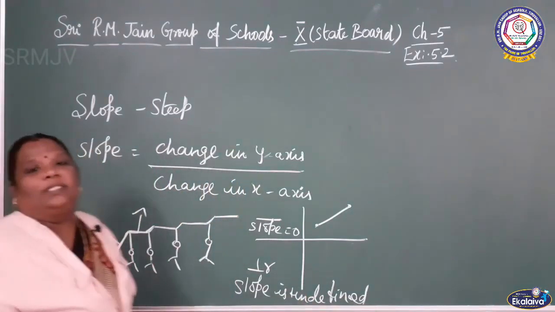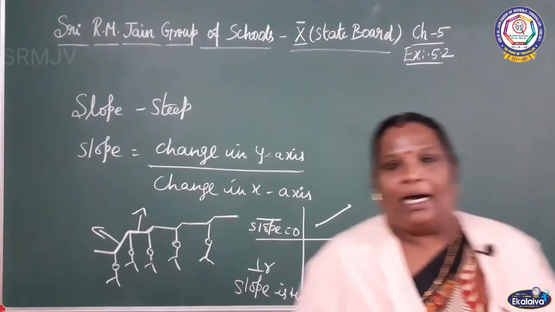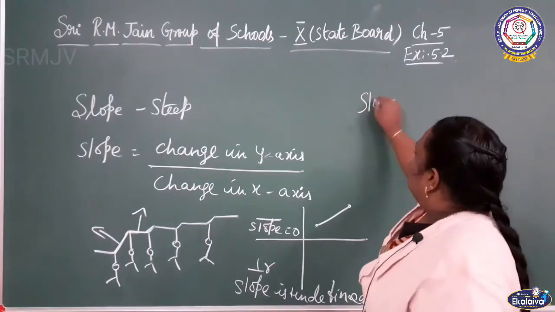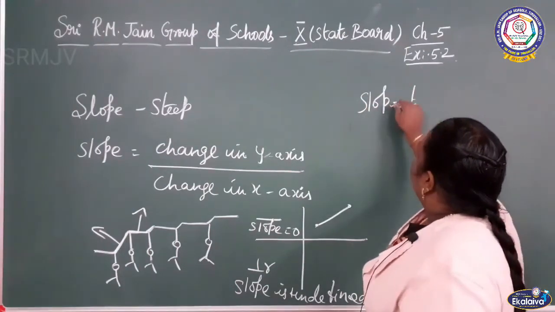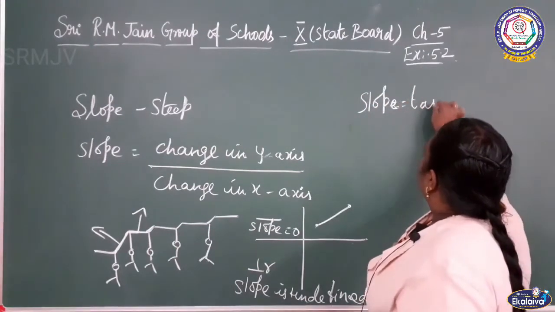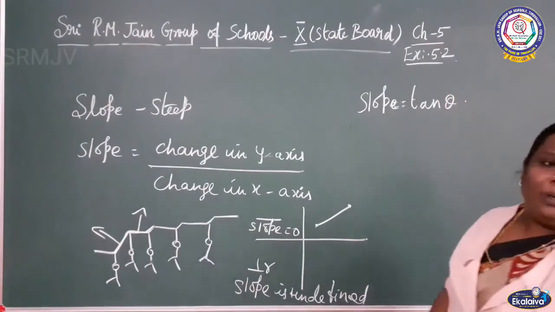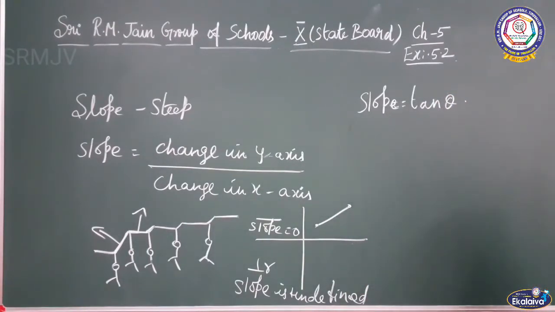Why? Slope is nothing but tan theta. Slope equals tan theta. Tan 0 value equals 0 and tan 90 degree value is undefined.